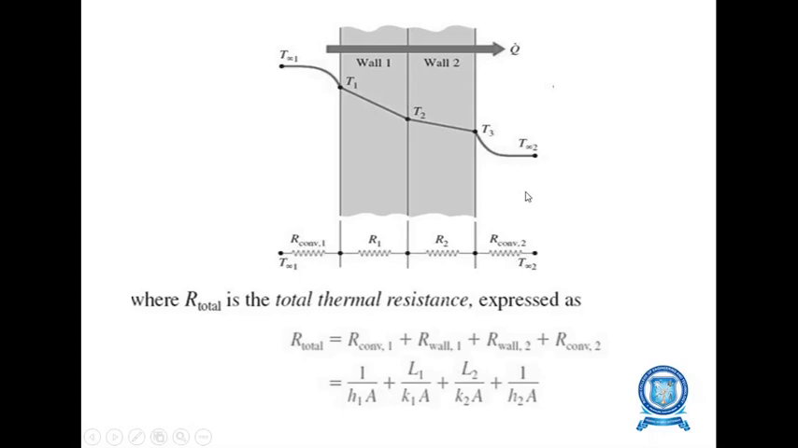Therefore, Q is equal to T infinity 1 minus T infinity 2 divided by the summation of R. The summation of R is equal to R convection 1 plus R conduction 1 plus R conduction 2 plus R convection 2. As we know, the resistance value for convection is equal to 1 by hA. For conduction, the resistance R is equal to L by kA. Accordingly, we have substituted these into the equation.